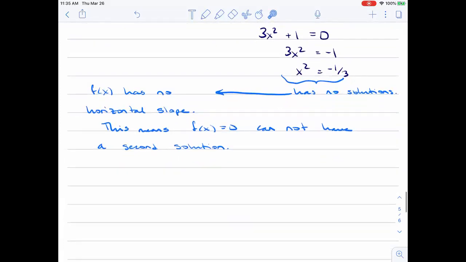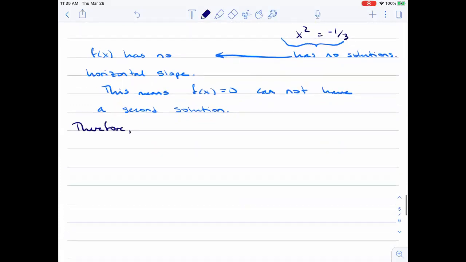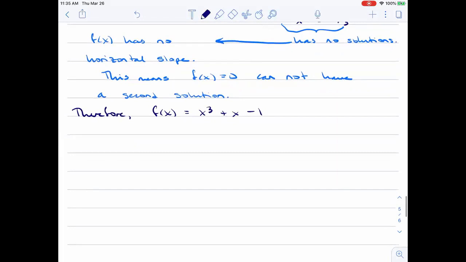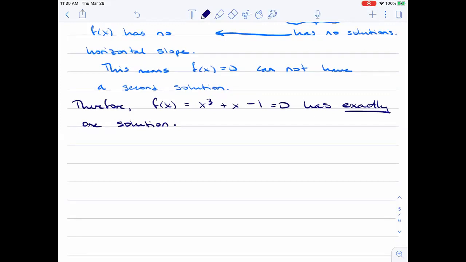And so that means, therefore, f of x equals x to the 3 plus x minus 1 equals 0 has exactly one solution, right? Because we were able to prove that, solution, not solutions. We were able to prove that there couldn't be more than one. We showed that there was at least one in step 1, but then in step 2, we're able to show that we can't have more than one. Right? So then we can land on that we have exactly one.